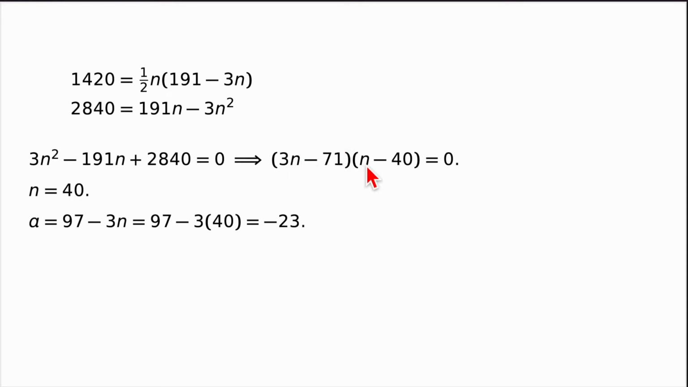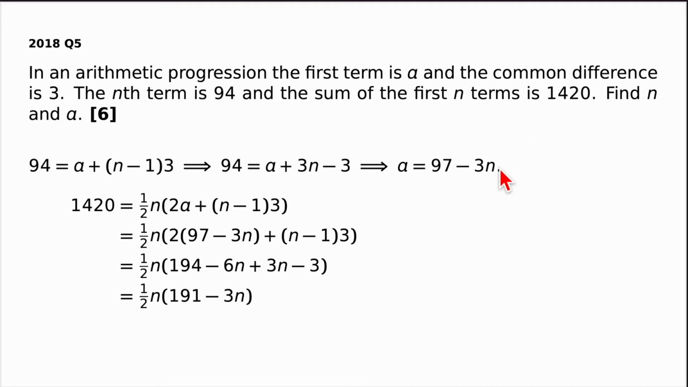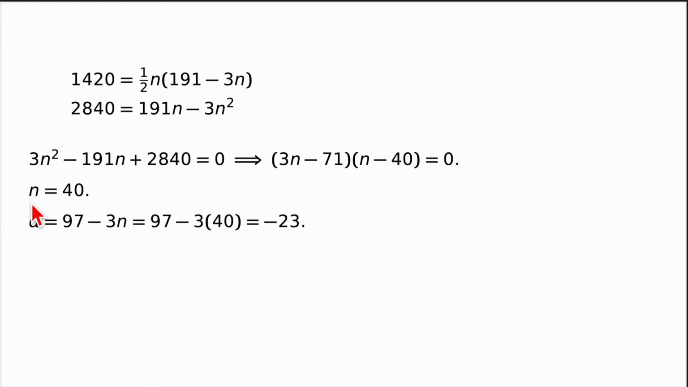But n equals 40 is fine because that's a whole number. So n equals 40 is our solution. We also had to find out a, and so going back, we had an expression that related a and n. Substituting n equals 40 into here, we get that a must be equal to minus 23. And that's the answer to the 6-mark question.